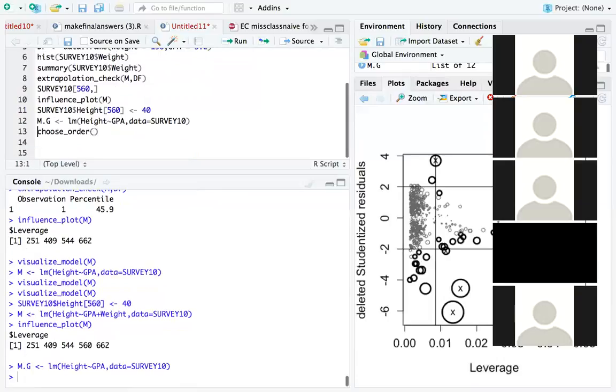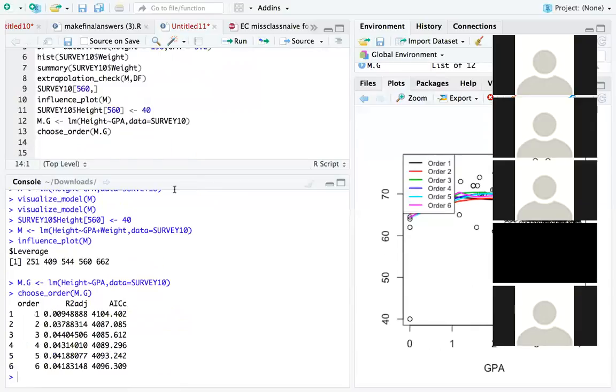Let's make our model, and we're going to see if GPA needs to have any sort of higher order polynomial with it. I'll let you guys look over this for 1 second and tell me the right answer.